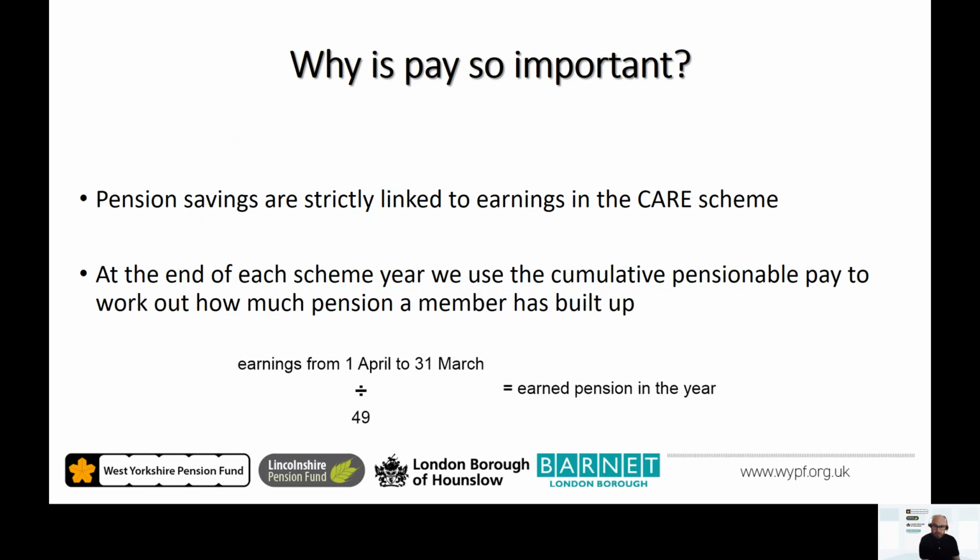So then why is pay so important? The pension savings for a member is strictly linked to the earnings in the CARE scheme, and it's how they build up their pension pot each year in the scheme. At the end of each scheme year, we use the cumulative pensionable pay, CPP, to work out the pension a member has built up. The information you report to us allows us to keep members' records up to date, calculate pension benefits, and it is also the information that we use to produce pension statements. So it's really important that you report over the correct CPP or APP for any member who is affected.